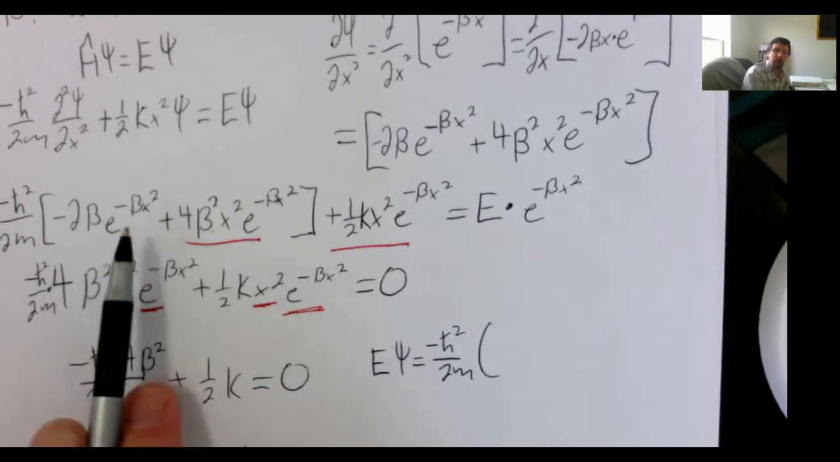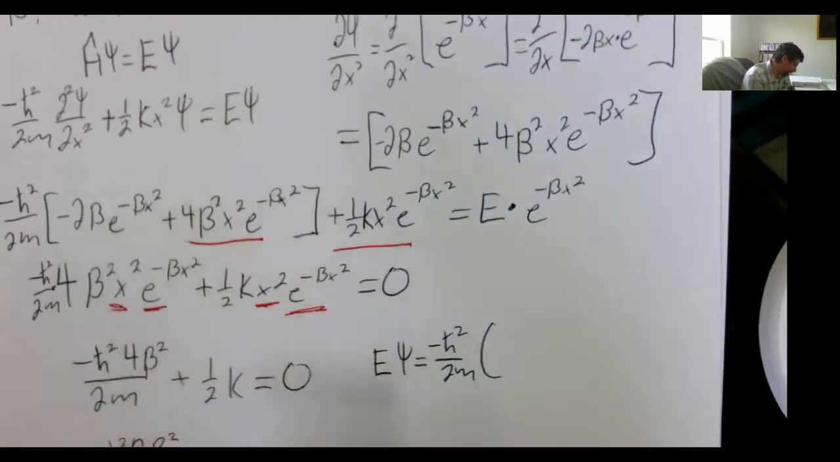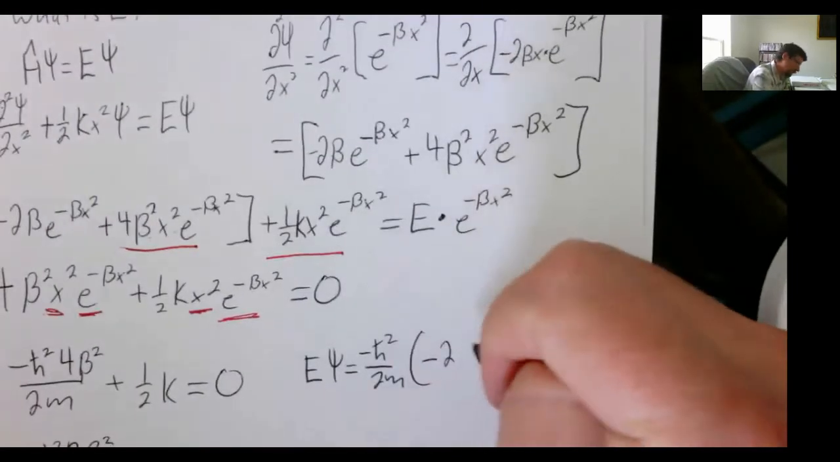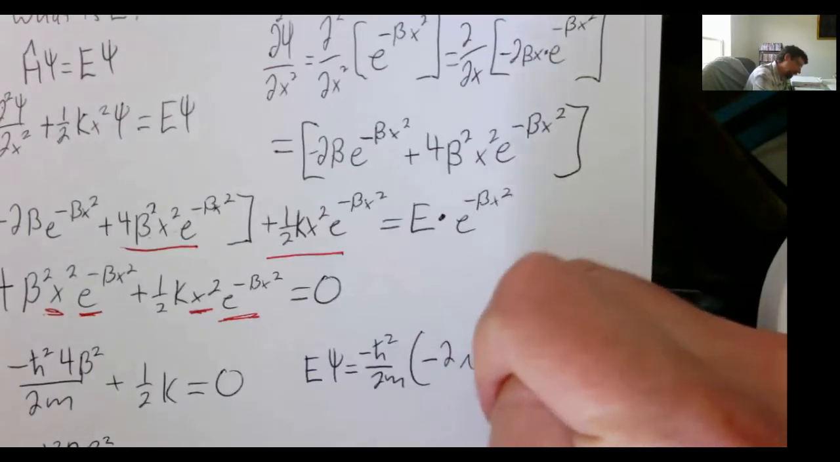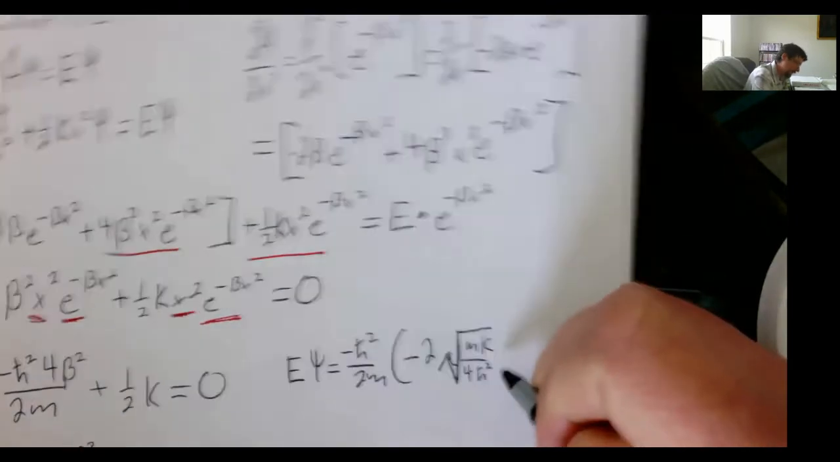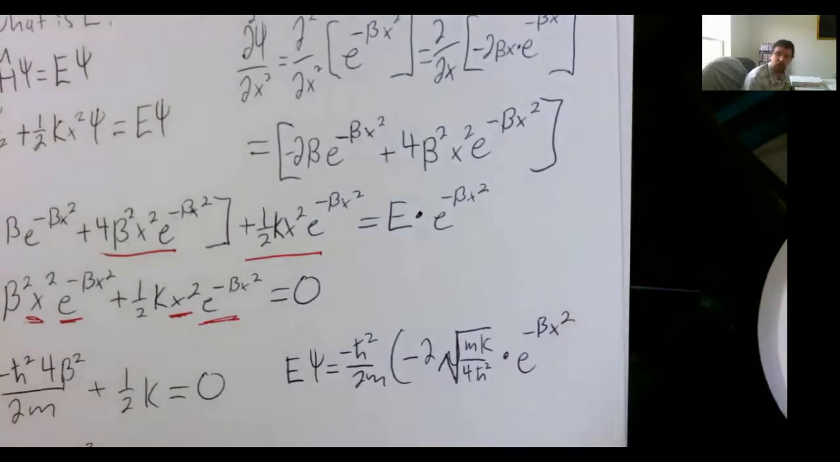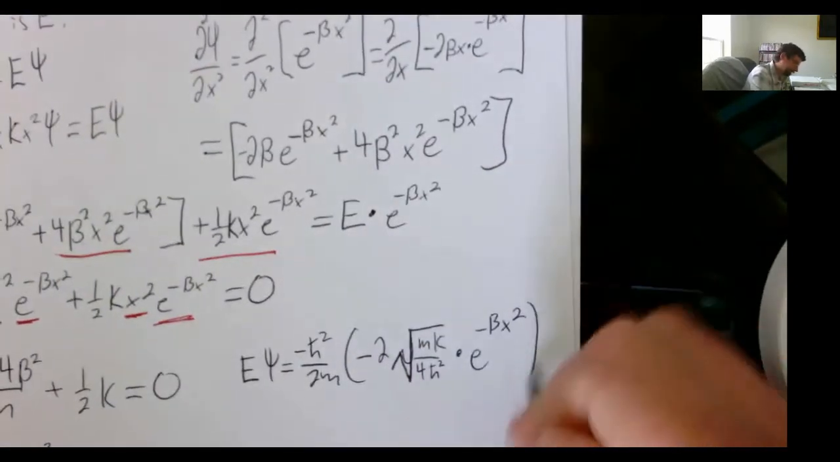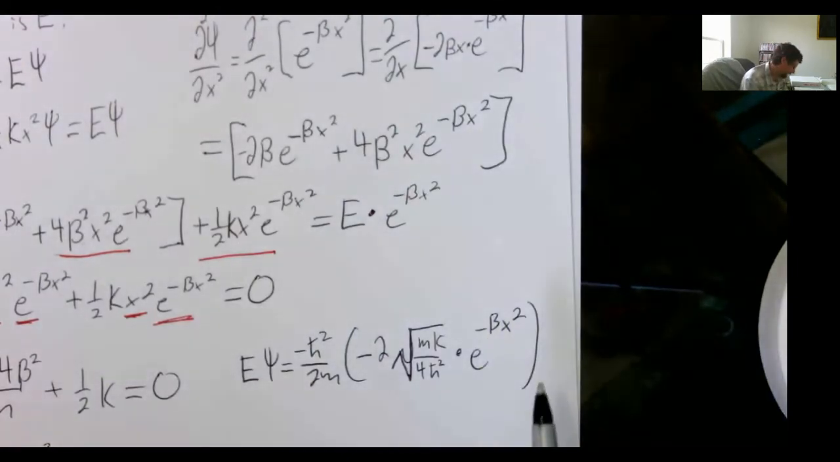Okay, so let's plug in our beta for what we found up here. We really only have to worry about that front function. We get negative 2 square root mk over 4 h bar squared. That square root's meant to go all the way down, times e to the negative beta x squared, like that. We're going to leave this beta up here because that's just equal to psi. We know we want those two things to go away.